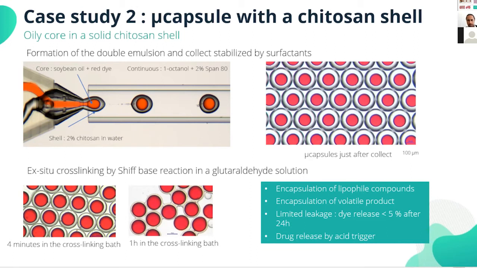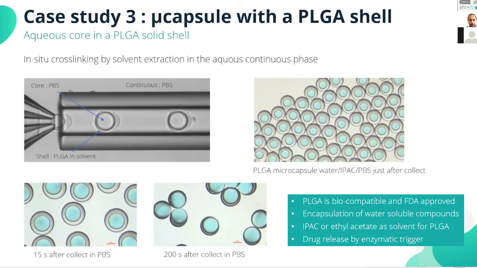In the next example, we produce a microcapsule with a PLGA shell and a water core. The cross-linking of the PLGA results from the solvent extraction and precipitation from the shell to the continuous phase in the output tubing and in the collection bath. So the cross-linking begins in the output tubing and then continues in the collection bath. You see the same as with the chitosan: the results 15 seconds after the collect and then 200 seconds after the collect in the water bath, PBS in this case.